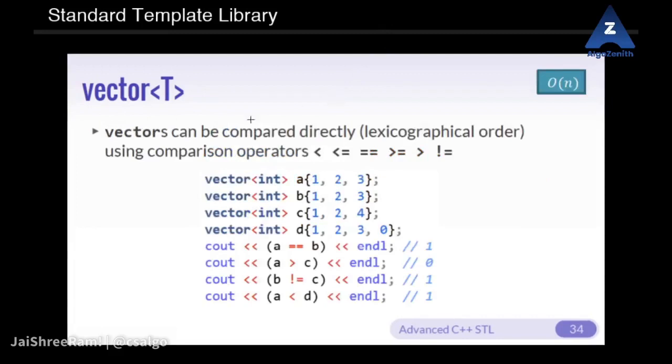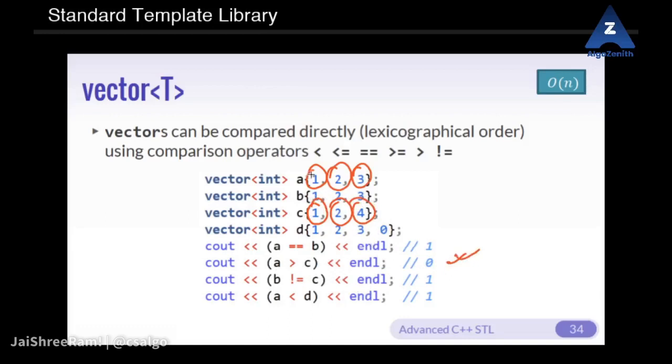Vectors can be compared directly using lexicographic rules. So these are some vectors that you have. a is equal to b, a is greater than c. Why? Because this element and this element are the same, this element and this element are the same, but this element is less than this, right? So this will be false. b is not equal to c. That's true because 1 2 3 and 1 2 4 are not the same, right?